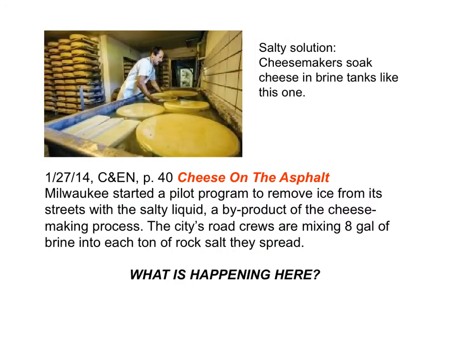Milwaukee is using the salty liquid from making cheese to remove ice from its roads. Stop the video and figure out what's happening here. And the answer is: adding salt to ice lowers the freezing point of water and helps melt the ice.